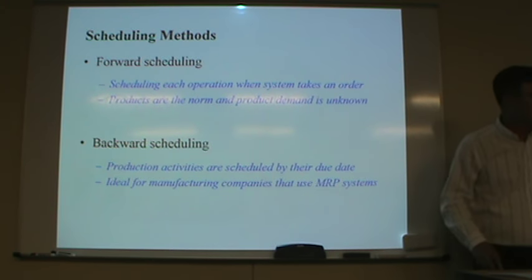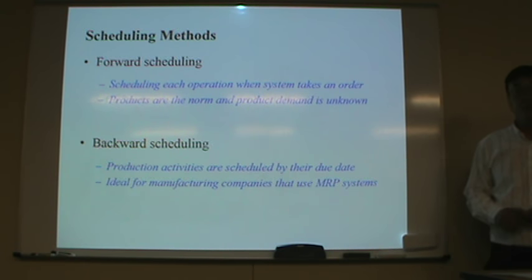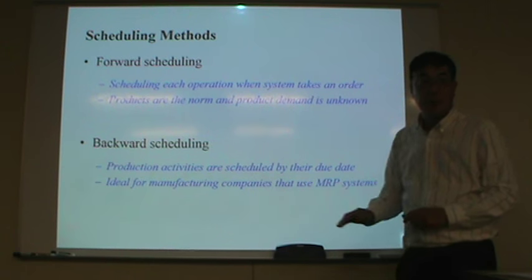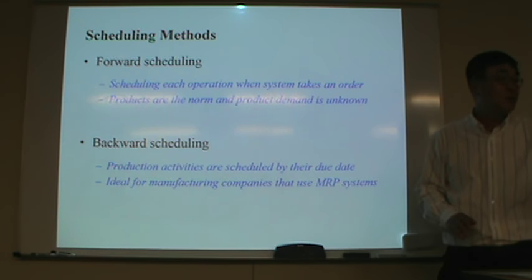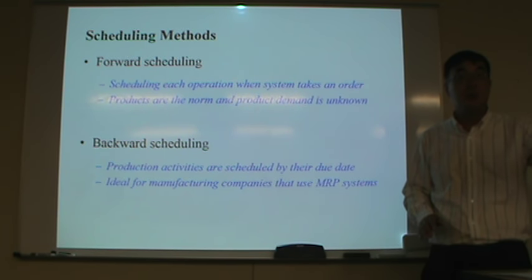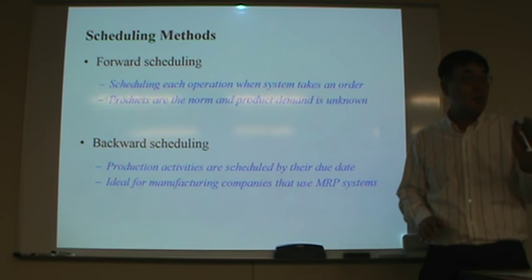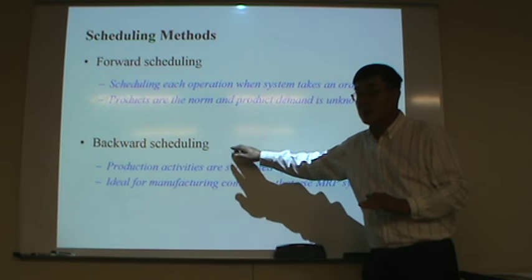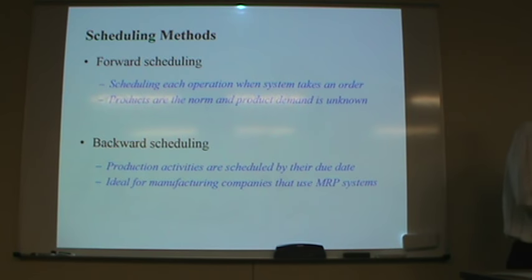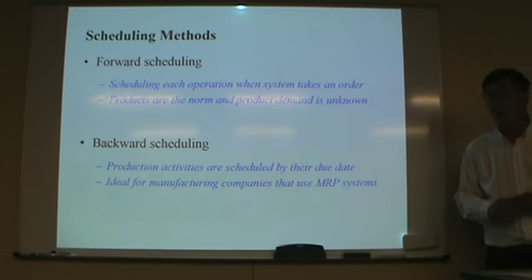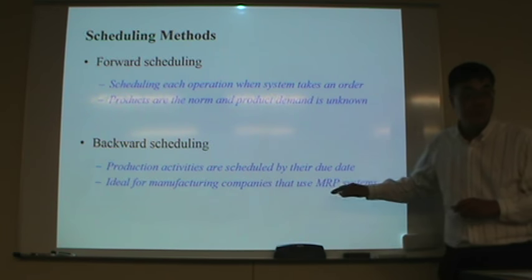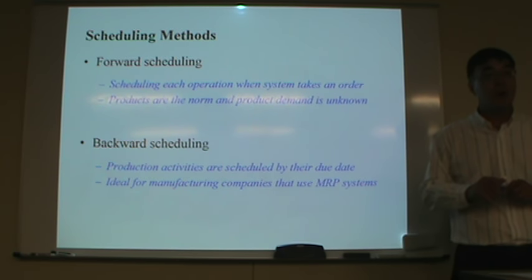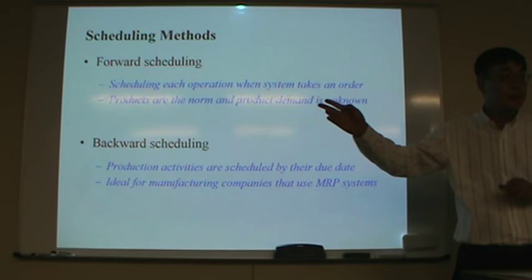Production activities are scheduled by their due date. That means we know demand, future demand. So that is a make-to-stock system. If it's a make-to-stock system, backward scheduling is better. It's ideal for manufacturing companies that use an MRP system. We will talk about the MRP system later.